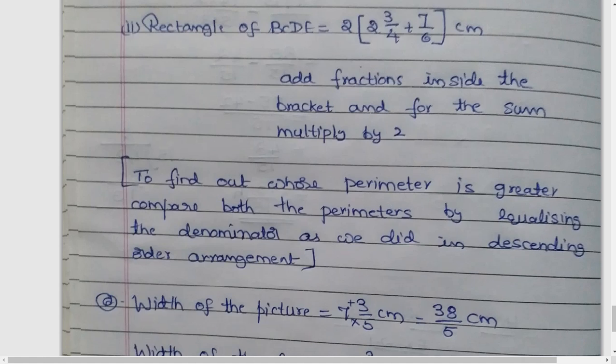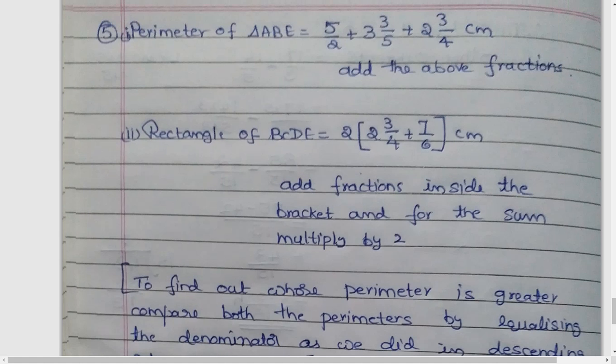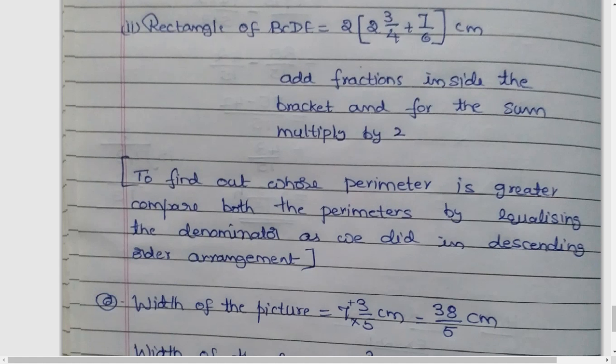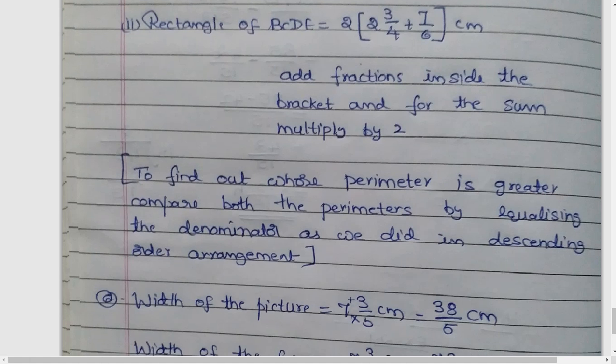Next, to find whose perimeter is greater, you have to compare the perimeter of triangle ABE and the perimeter of rectangle BCDE. How to compare? We have done this in descending order. First take the two perimeters, equate the denominators, then compare, the same way we did in arranging the given fractions in descending order. Then write whose perimeter is greater.